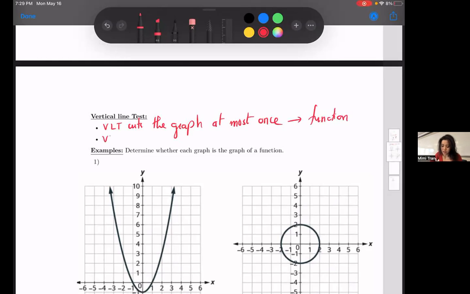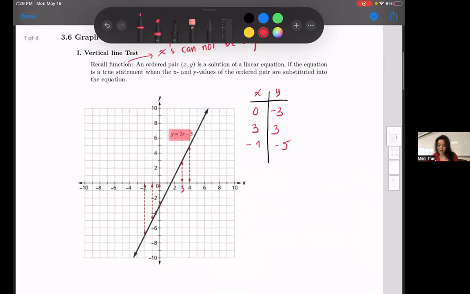If the vertical line test cuts the graph twice, more than once, right? If it cuts the graph twice or more, then it's not a function. For example, go back up to this example. If I draw a vertical line test here, pick any vertical line. Somebody can draw on the left, somebody else can draw on the right, right? As long as when you draw it, you only cut the graph at most once, right?